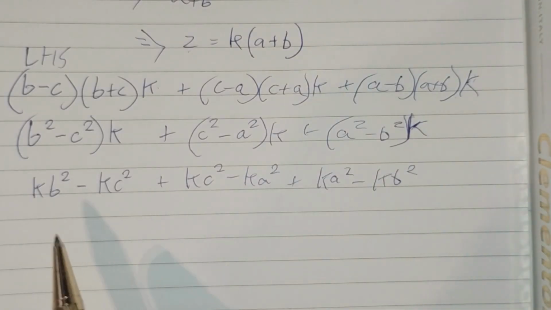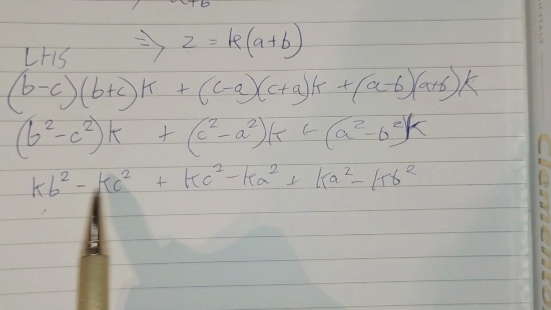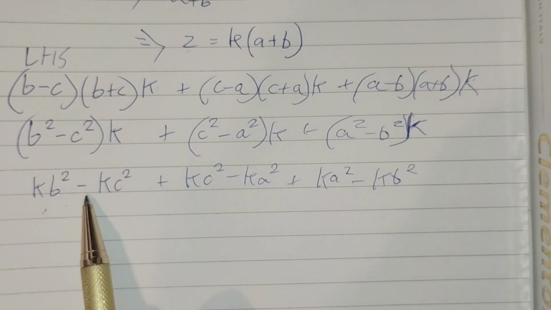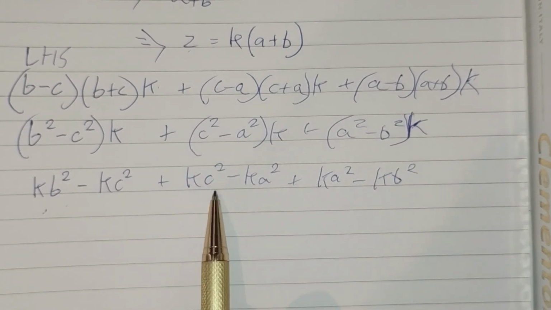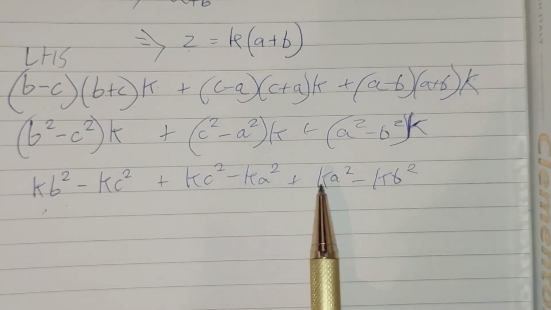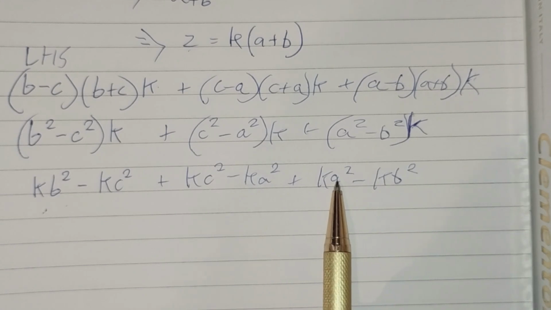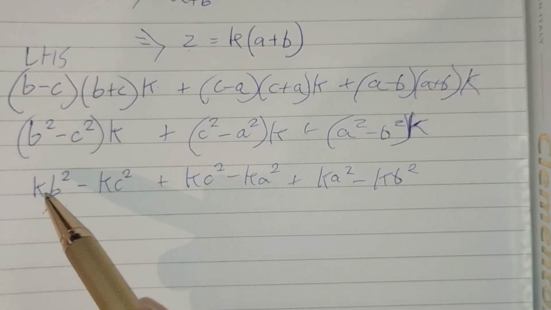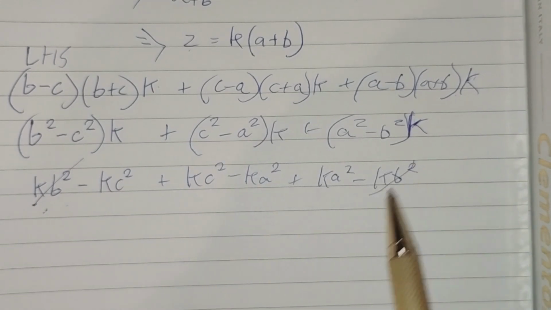Now what we see here is that we have kb squared minus kb squared minus kc squared plus kc squared minus ka squared plus ka squared. So what would that mean? That would mean that these cancel each other out because they're the same.